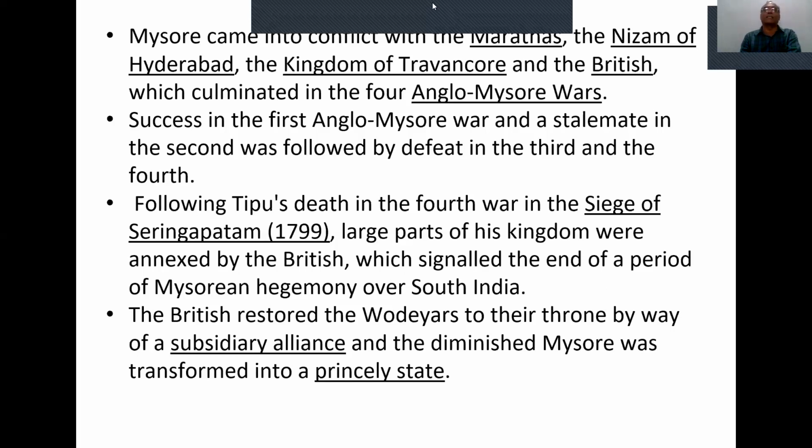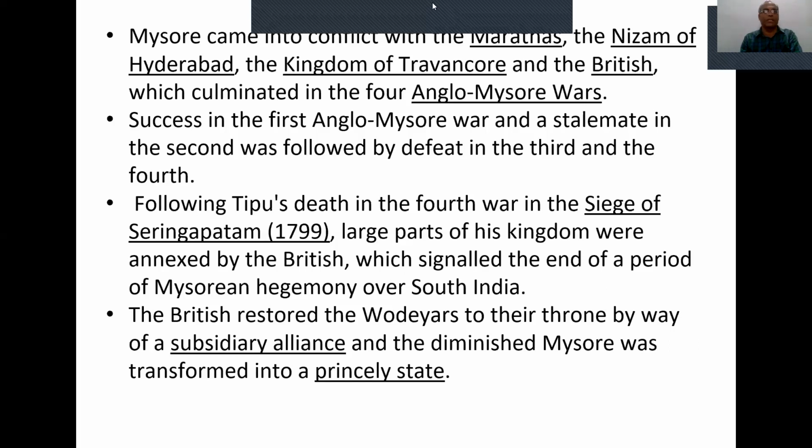Following Tipu Sultan's death in the fourth war, in the siege of Seringapatam, 1799, large parts of his kingdom were annexed by the British. So you have phases. You have the Wadiyars, then you have the Islamic rule, then you have the infant son, again you have the Islamic rule. So this was the way in which the British were interfering in the internal affairs of the Mysore kingdom, and they laid a siege to Seringapatam in 1799, and large parts of the kingdom were annexed by the British, which signaled the end of the period of Mysorean hegemony over South India. So that was the end of Mysore's hegemony over South India.